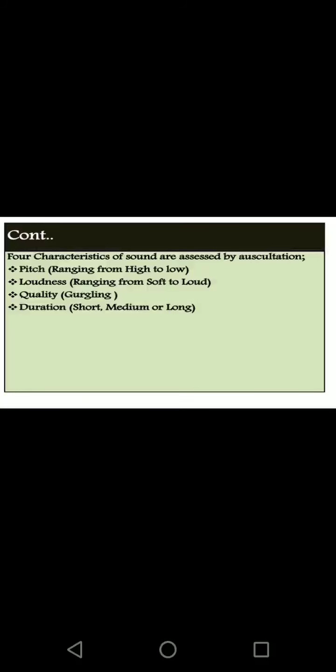There are 4 characteristics of sounds assessed by auscultation. You will have to assess the pitch, ranging from high to low, loudness, ranging from soft to loud, then quality, that is gurgling or swishing, and duration, short, medium, or long. This is the way of auscultation by stethoscope.